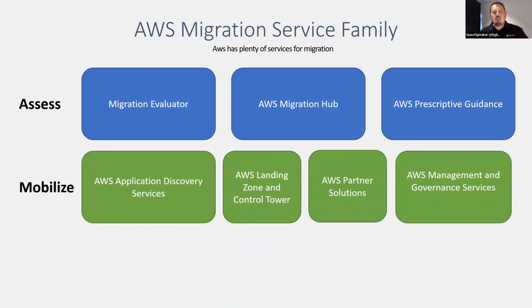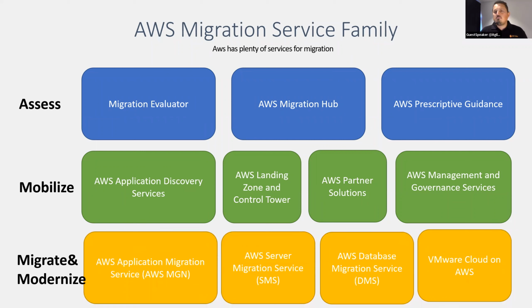Then the second layer is mobilization. Here we also have AWS Application Discovery Service, and you have to create an account structure. You don't need to worry about creating the best account structure according to best practices. We have AWS Landing Zone and Control Tower. It will create a good account structure for you depending on your organization and logical breakdown. There are also several partner solutions in AWS Marketplace, and other services from AWS governance and management. You can get benefit.